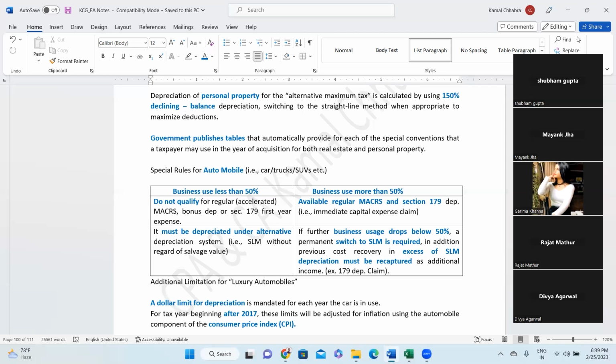But this tax is available to you as a credit, so you might be paying it as of now, but it is available to you as a credit in future. When you have normal taxable income, you can adjust the tax which you have paid in an earlier year under the AMT and pay less tax liability in future. That is called alternative minimum tax. So the point here is depreciation of personal property for alternative minimum tax is calculated using the 150% declining balance depreciation method. What is 150% declining balance depreciation?